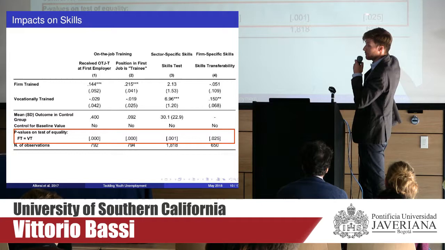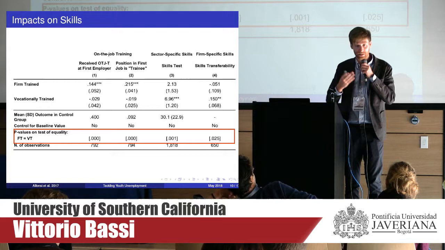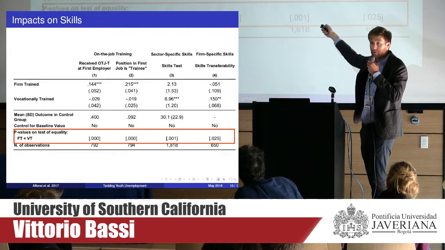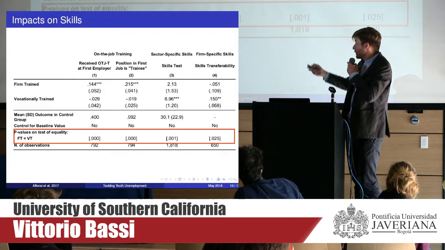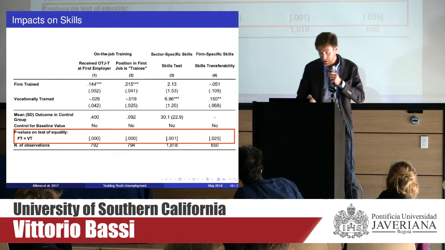So this is, again, telling us that the workers in vocational training and firm training are learning different types of skills. With the firm trainees learning more, it is indirect evidence that the firm trainees are learning more firm-specific skills that are less transferable, while the vocational trainees are learning more sector-general skills that are more transferable, potentially also because of this certification that we are not going to be able here to disentangle.